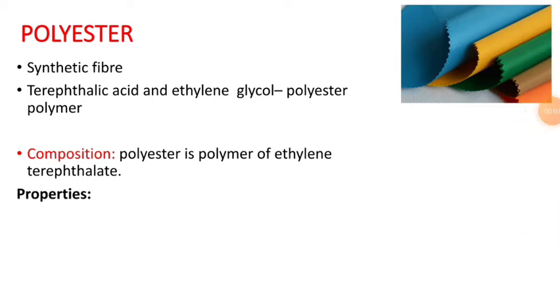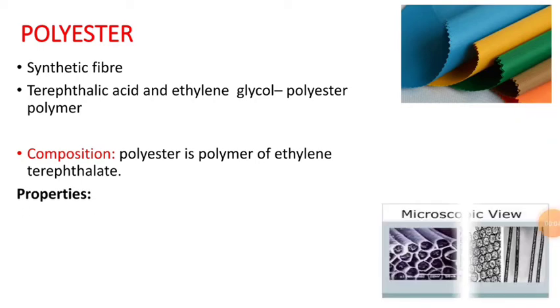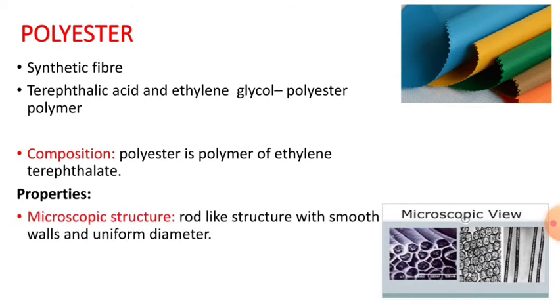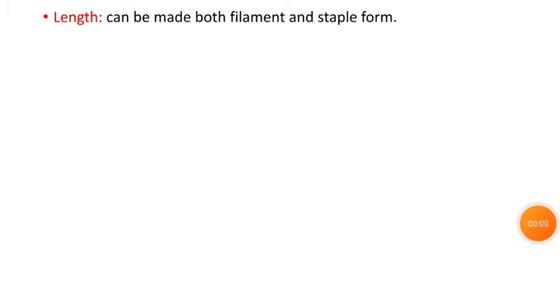Now the properties of polyester fiber. Microscopic structure. It is a rod-like structure with smooth walls and uniform diameter when viewed under a microscope. Length of polyester fiber. It can be made into both filament and staple form. It's usually of white color.